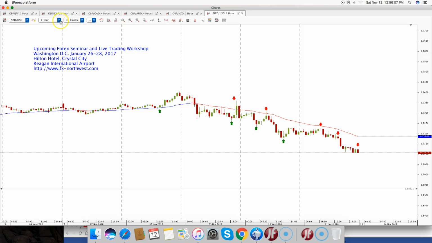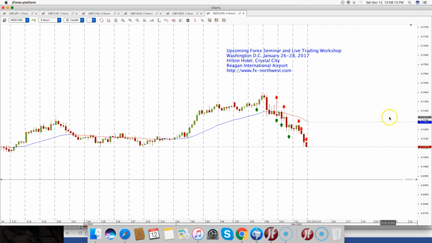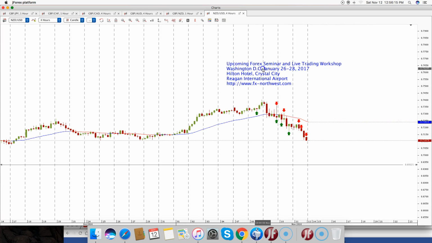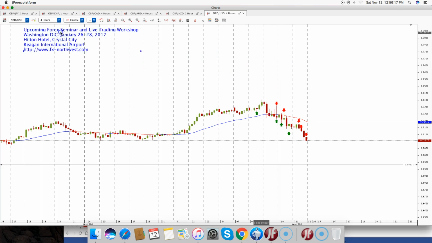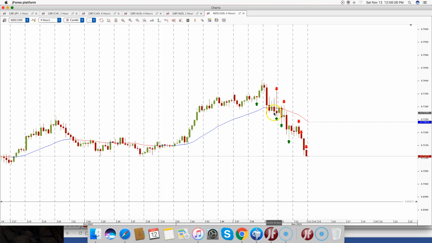The next thing I look at is the 4-hour chart, and I notice that on the 4-hour chart as well. Let me just move this announcement over here. The 4-hour chart and 1-hour chart basically are mirroring each other. So that's how you can tell if the market's in an uptrend or downtrend. On the New Zealand dollar for the past 3 days, we have been in a strong downtrend.